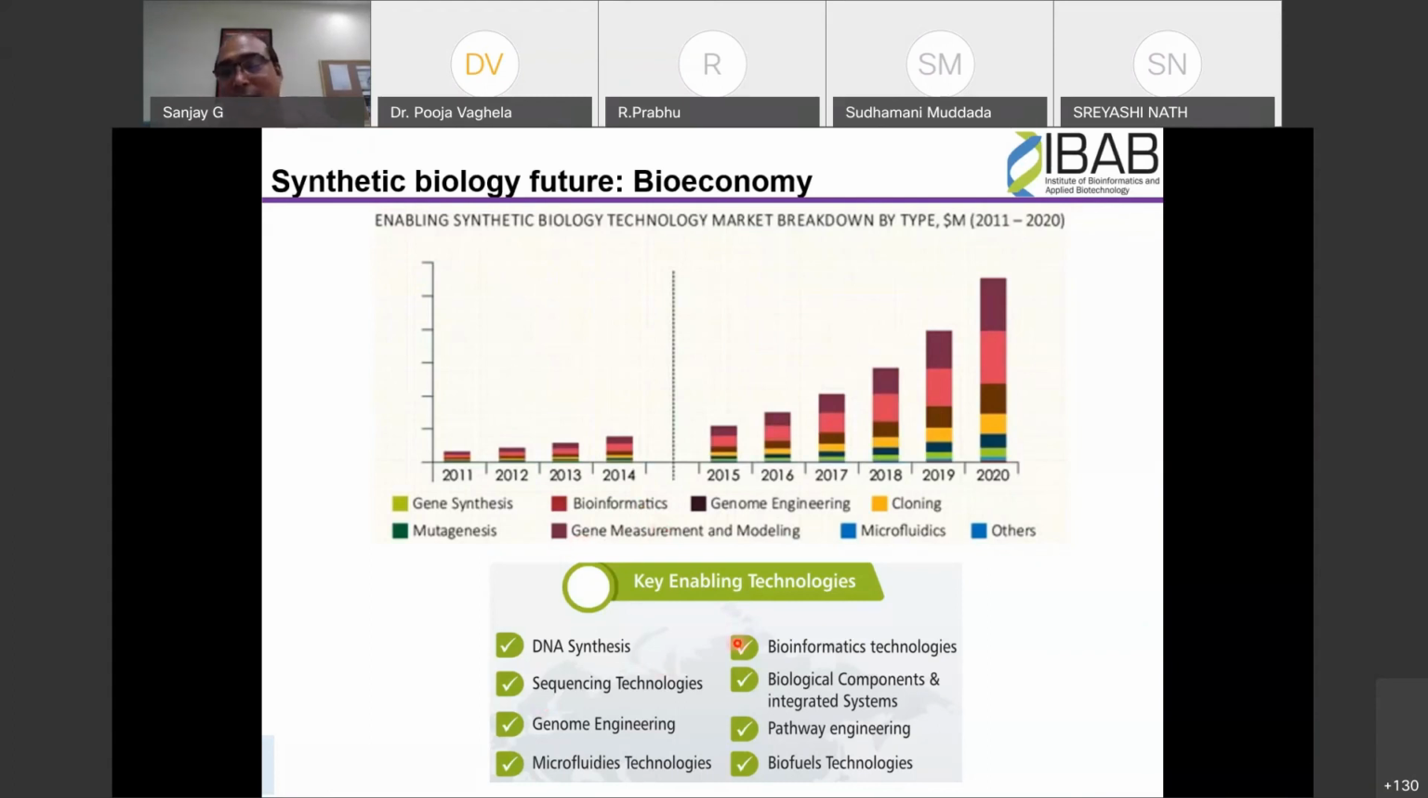So the key technologies in the coming decade or so, or maybe less than that, will be DNA synthesis. We should be able to synthesize DNA. Of course, sequencing technologies have reached their peak, but the technology to make DNA in the lab is still quite in its infancy. So DNA synthesis is going to be a major player. Genome engineering, biofuel technologies, and pathway engineering are the future of this field.